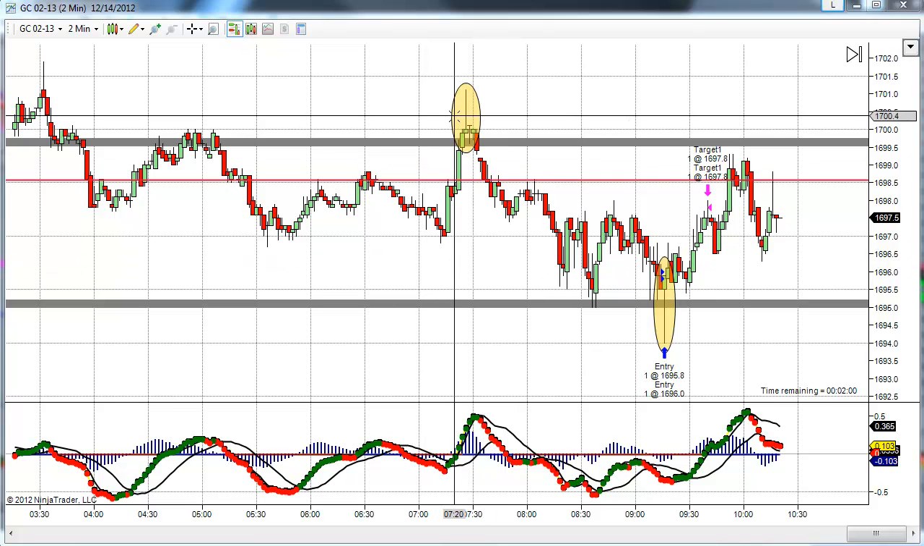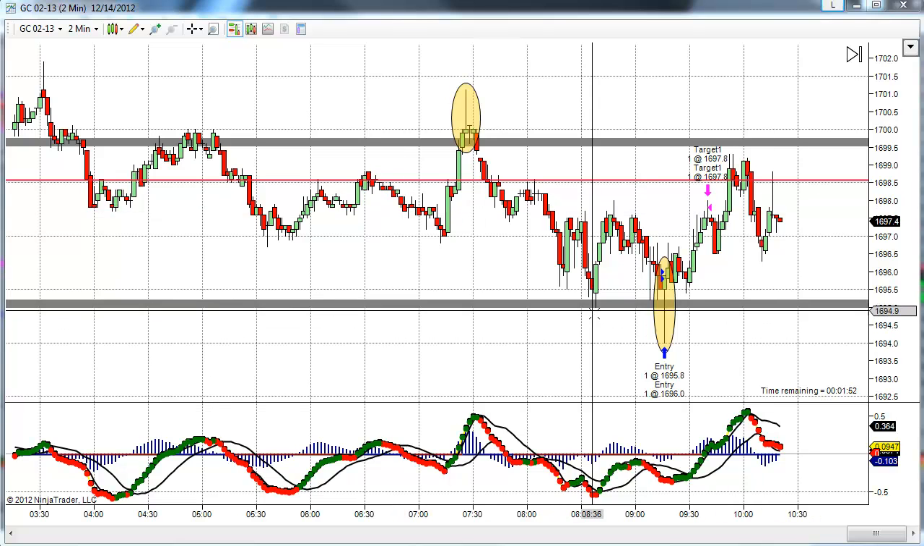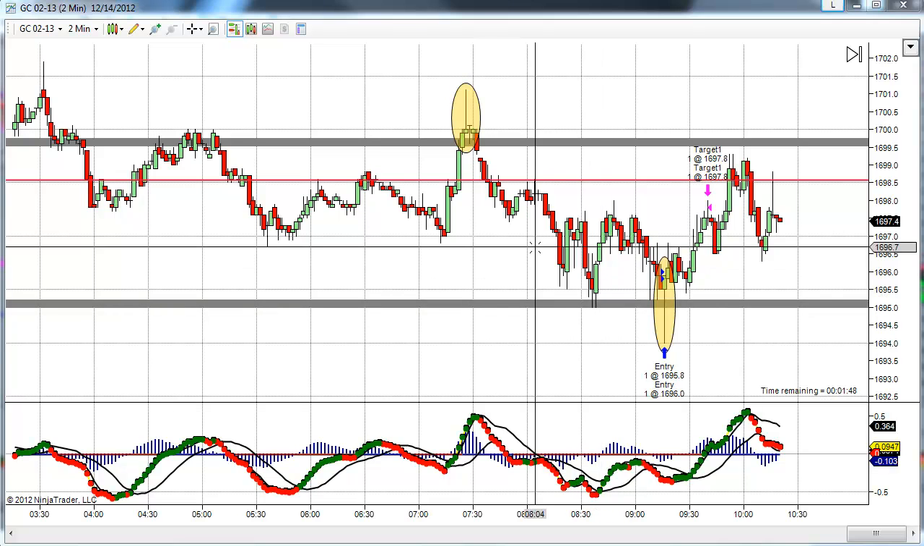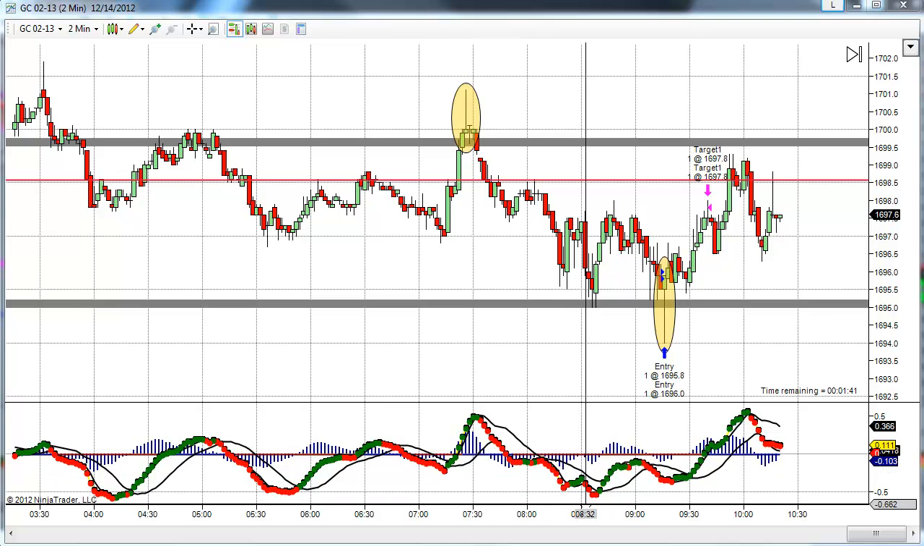Now, almost a mirror image. We reached back down here to support, and we were able to get back down into the 1695 area, really looking for some kind of an indication as to whether or not this area was going to hold. We're starting to see a little bit of a build up here of momentum to the downside.